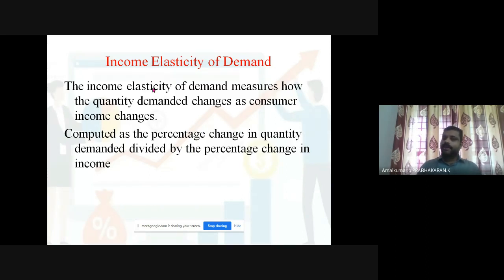The income elasticity of demand measures how the quantity demanded changes as a consumer's income changes. It is computed as the percentage change in quantity demanded divided by the percentage change in income. That is, changing demand due to changes in income. So we are able to say that the income elasticity of demand is the percentage change in quantity demanded based on the percentage change in income.